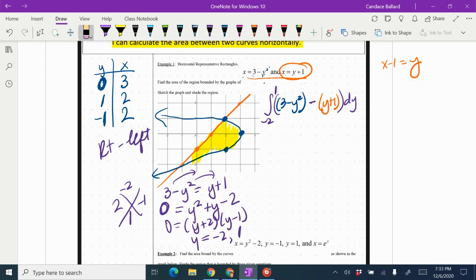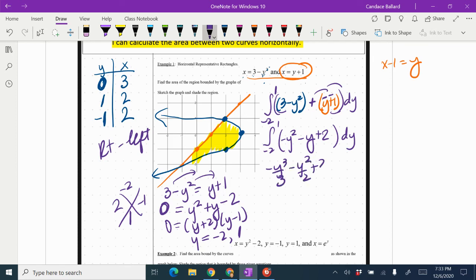Let's simplify that a little bit before we integrate. This negative would get distributed through, so that's going to be negative and negative. If I combine my like terms, I'd have 3 and -1, which would be 2. I'm going to put it at the back. And then I'd have -y squared minus y plus 2. All right, now let's integrate that piece. So we end up with -y cubed over 3 minus y squared over 2 plus 2y from -2 to 1.